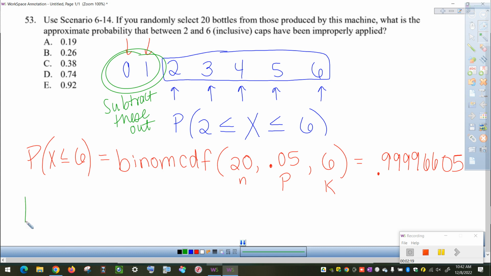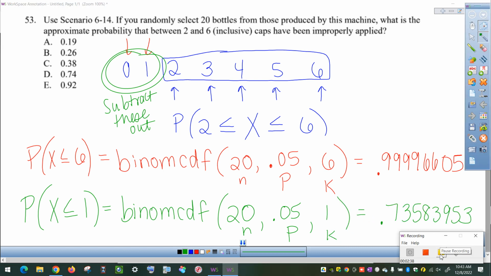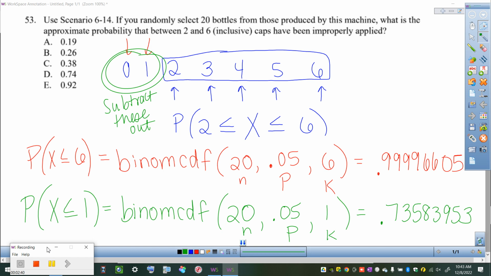And so what I'm going to do secondly here is a second binomial CDF calculation, and I'm just going to find the probability here that it's less than or equal to 1, meaning it's 0 or 1. So the last input position there is a 1. So that gives me this answer here in green.